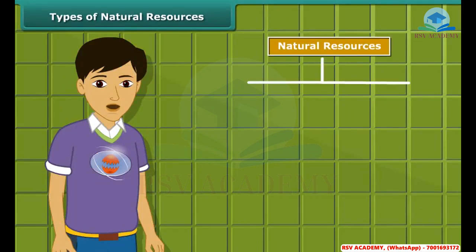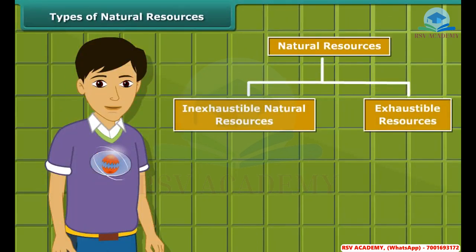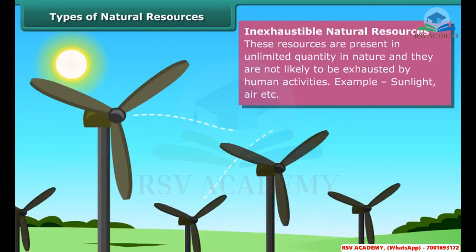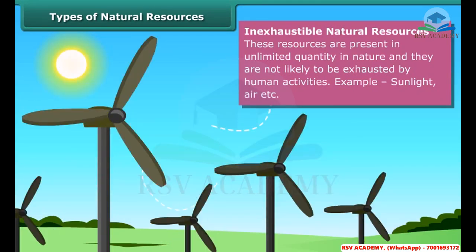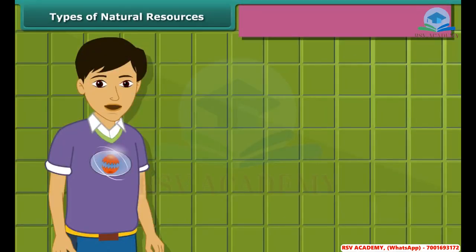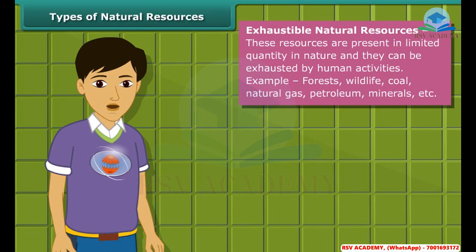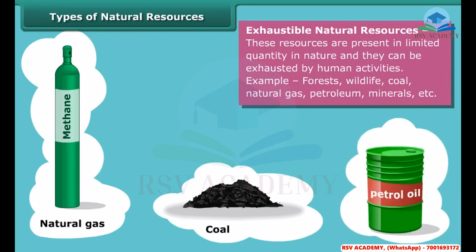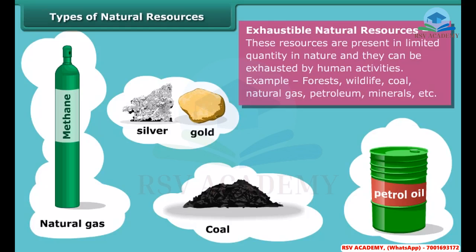Natural resources can be broadly classified into two categories: inexhaustible natural resources and exhaustible resources. Inexhaustible natural resources are present in abundance, hence it is unlikely that they will be exhausted by any human activity. Sunlight and air are examples of such resources. On the other side, the amount of exhaustible resources is limited and they can be exhausted by human activities and consumption. Forests, wildlife, coal, natural gas, petroleum, minerals are examples of these resources.